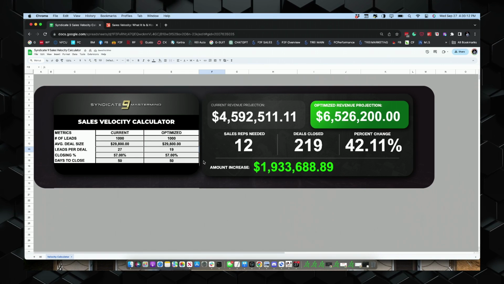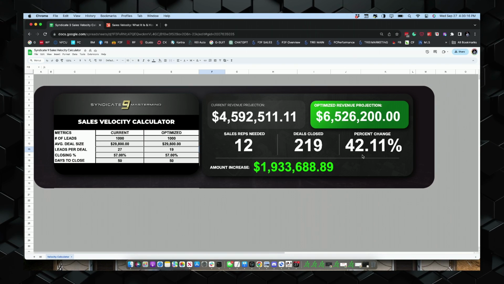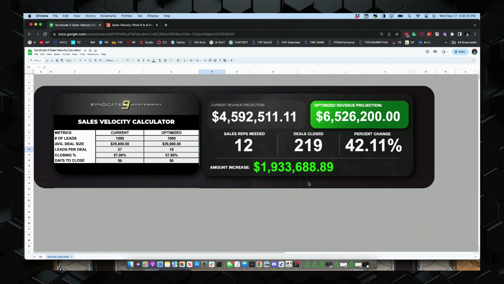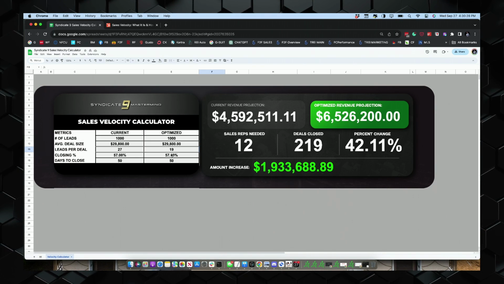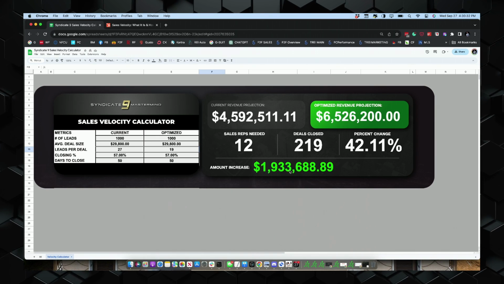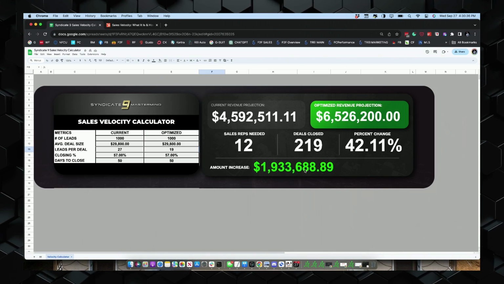So that alone was a 42% increase, and it was a $1.9 million raise. Same amount of leads, same deal size, same conversion, sales process, same closing percentage, same timeline. $1.9 million difference because of what that does to the bottom line.